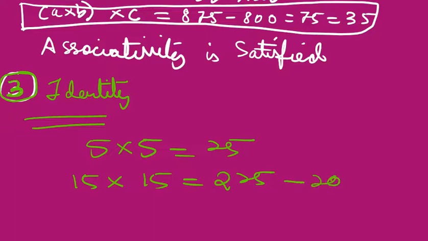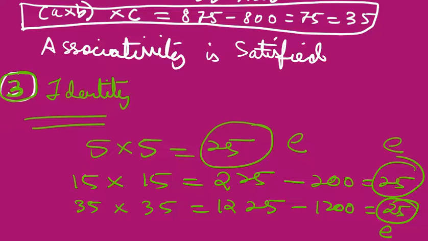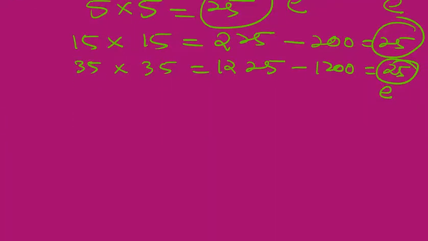So if you subtract 200, you're going to get 25. What about 35 into 35? 35 into 35 is 1225. So if you subtract 1200, you're going to get 25. So you see, every time you multiply, you're getting an E here, an E here, and an E here. So the identity element automatically becomes 25. Alright, so the identity element here is 25. The easier way for you to see it is to look at the diagonal.